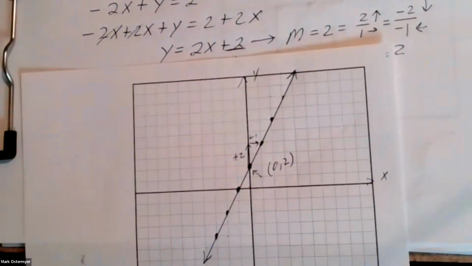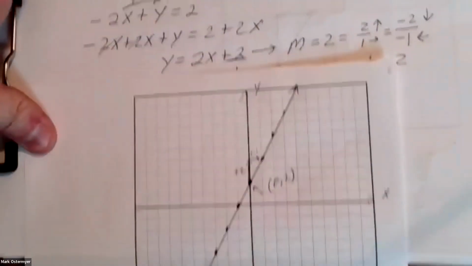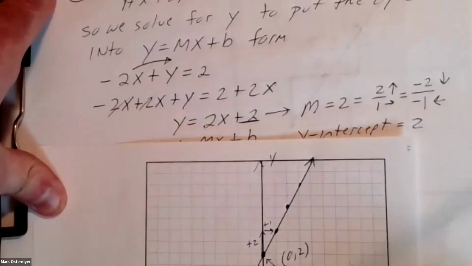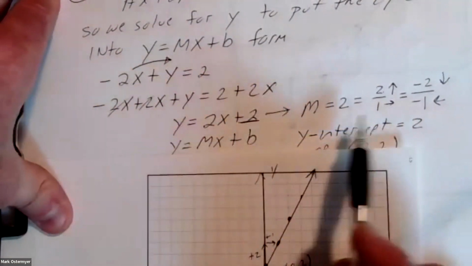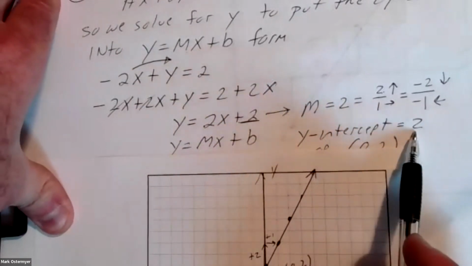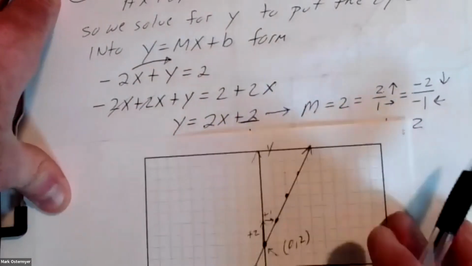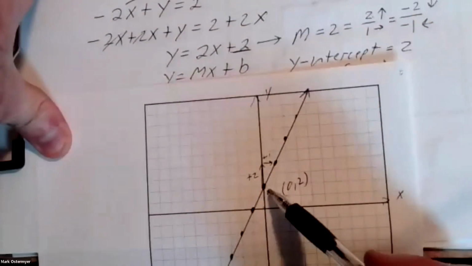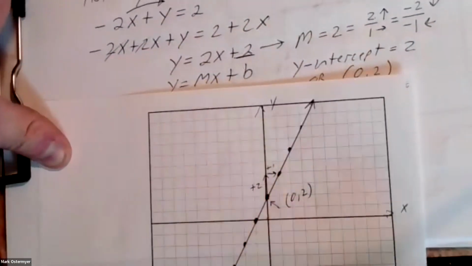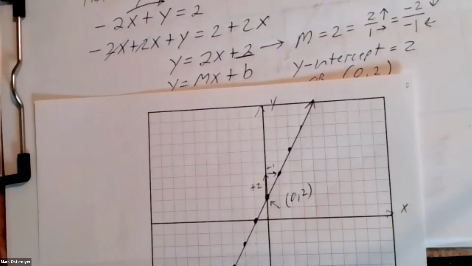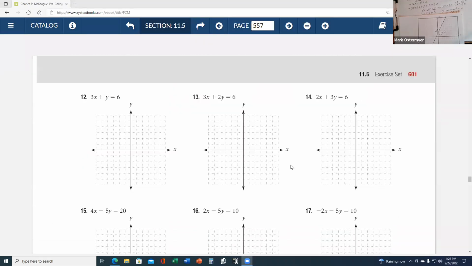Questions, ladies and gentlemen, on how we did that problem? How we first got the equation from standard form to slope-intercept form by solving it for y, how we read off the slope and the y-intercept, and then made use of that information to graph the linear equation. All righty, any questions about that? All right, let's move on then.